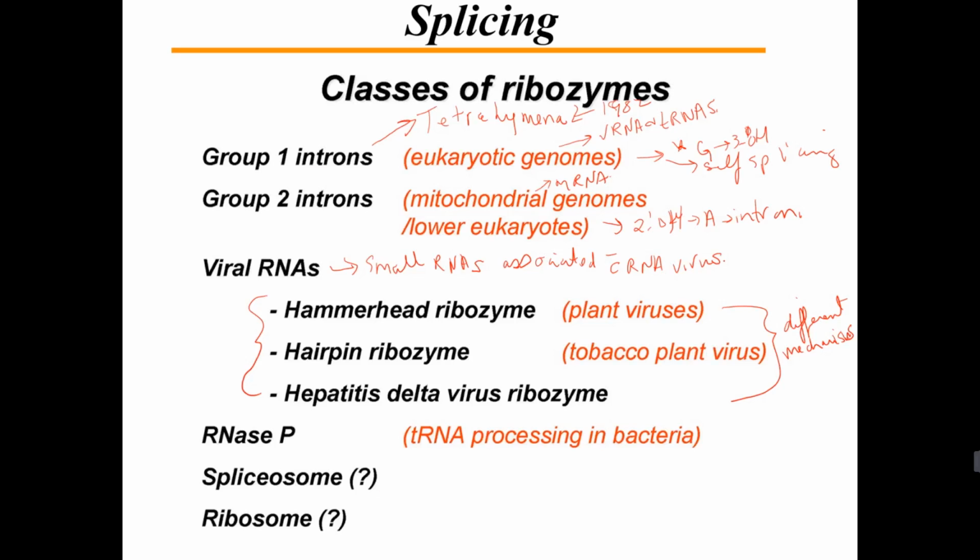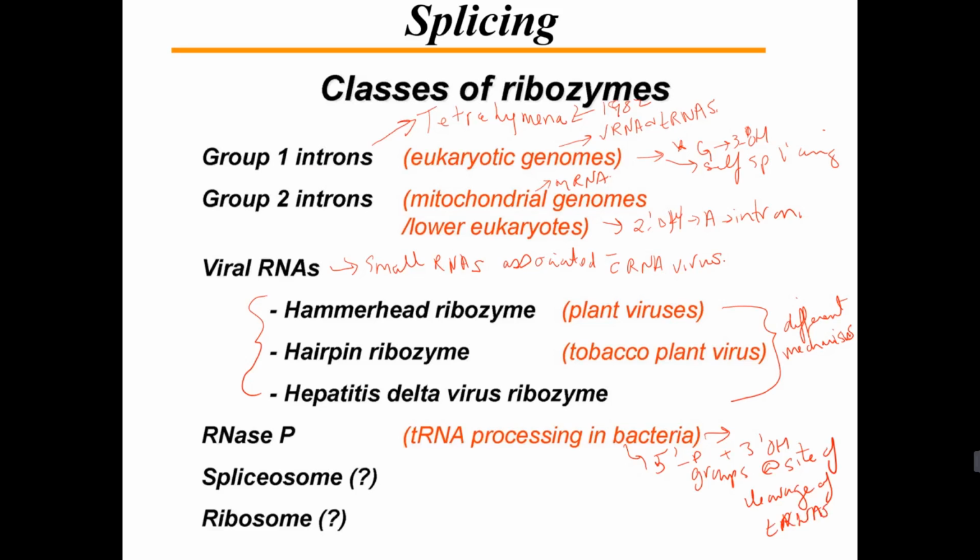RNase P was described by Sid Altman for tRNA processing in bacteria, and it produces the 5' phosphate and 3' hydroxyl groups at the site of cleavage of the tRNAs.